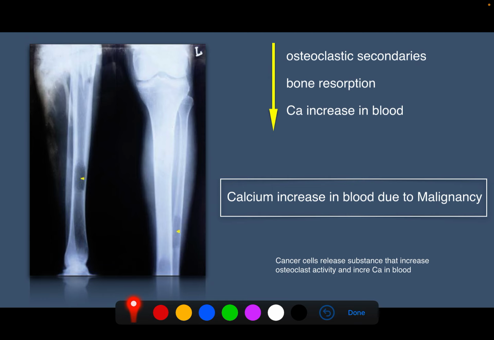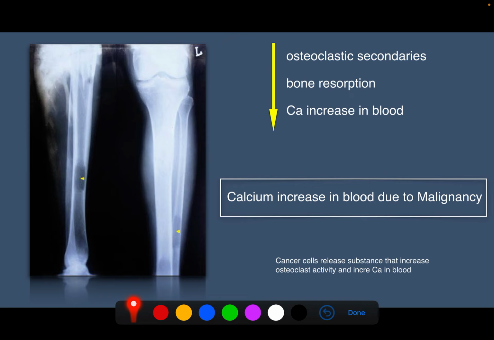Now, what are osteoclastic secondaries? See, whenever you have cancer, any cancer, the cancer cells come into the blood circulation and they are roaming all around in the body, right? When the cancer cells reach the bone, these cancer cells release some substances which increase osteoclast activity. So the bone will get dissolved, right? So the osteoclastic secondaries are just the cancer cells which are stimulating the osteoclast.